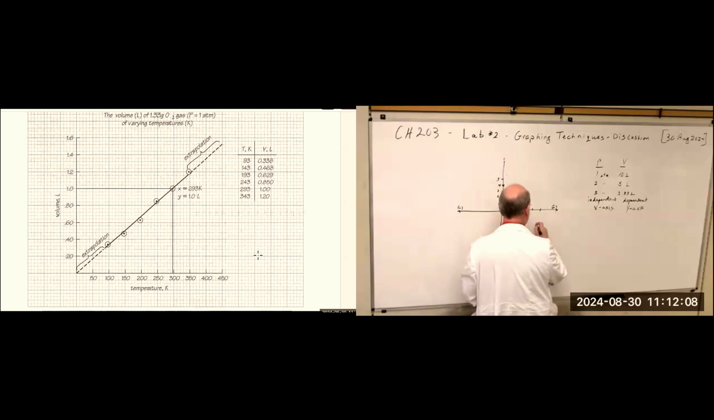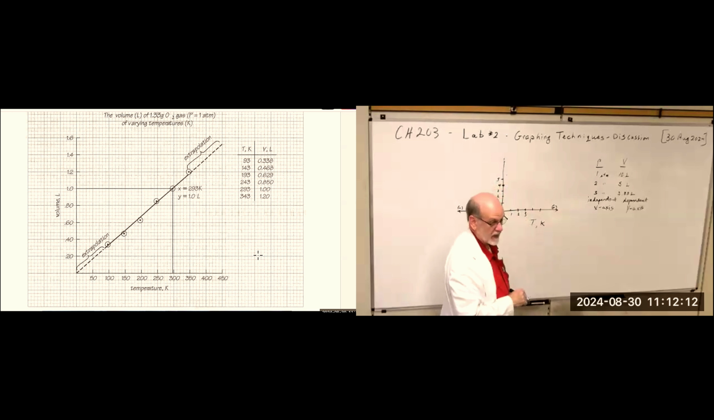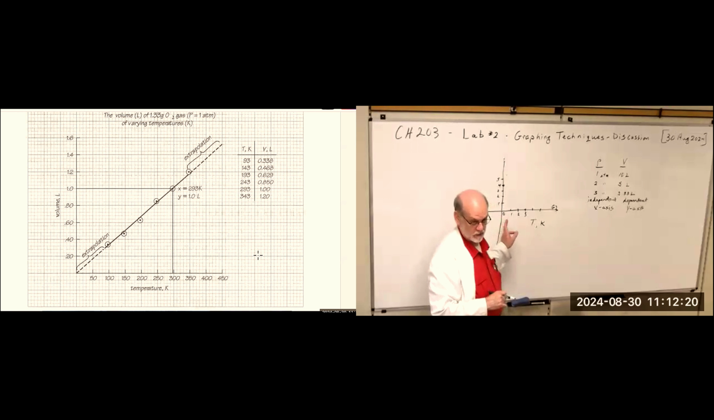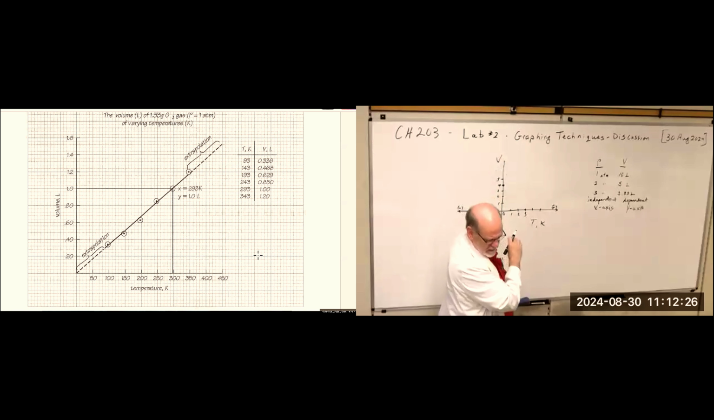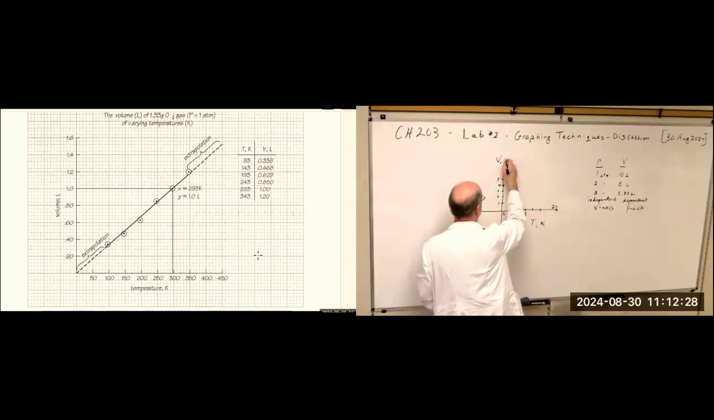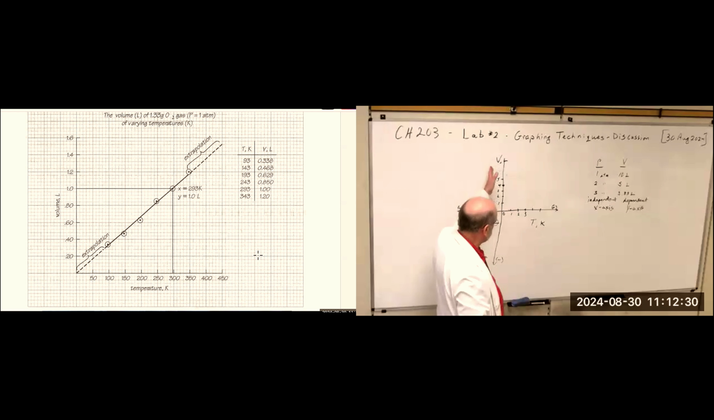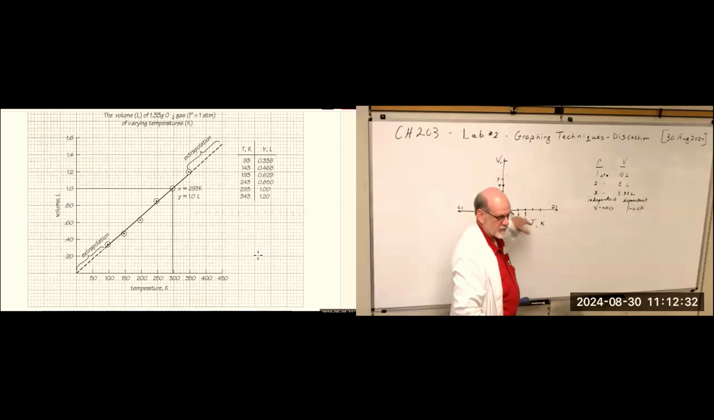Now we've got temperature on this axis in Kelvin, right? So what that means is this temperature can never go below 0 because Kelvin starts at 0. And this one is the volume in liters. Notice we label the axis. What does the axis represent? And then we have units, right?